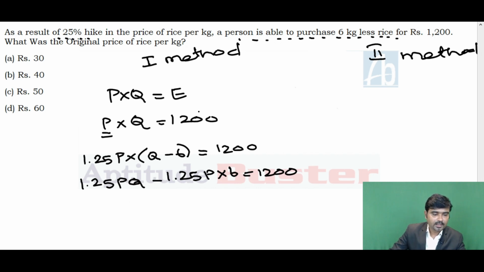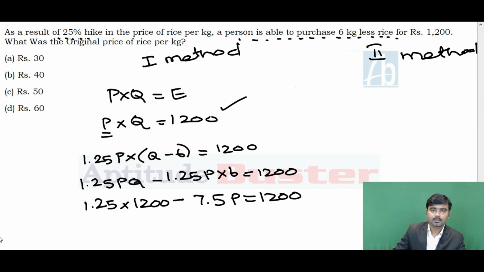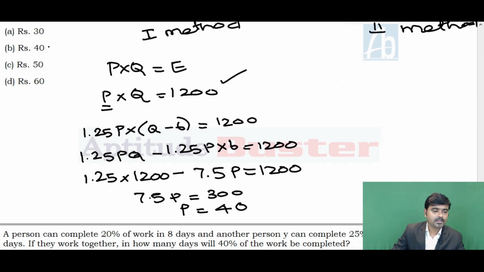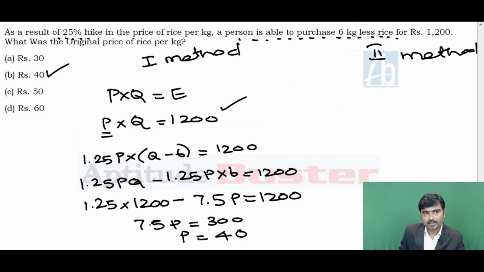1.25 into, instead of P into Q you can write 1200. 1.25 into 1200 minus 6 into 1.25 is 7.5 P is equal to 1200. Okay, so this is 1500. 7.5 P is equal to 300. So what's the P value? P value is 40. So the original price of the rice is rupees 40. If you understand this method, then follow this. Otherwise, I'll tell you the second method.